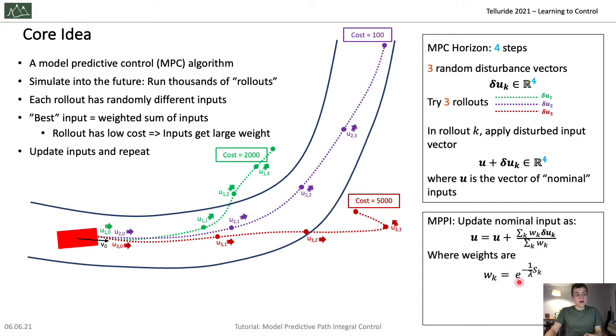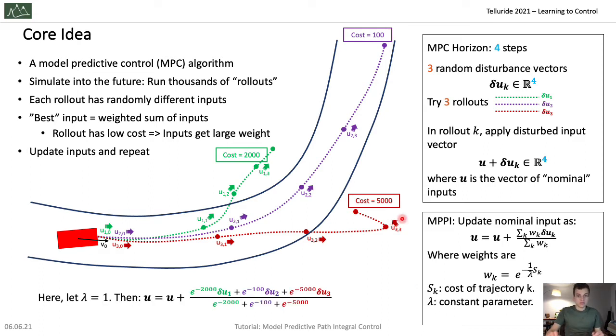Well, the weights are e to the minus 1 over lambda times S_k. S_k is the cost of trajectory k. So in this case, S_k is 2,000, then 100, then 5,000. And lambda is some constant parameter that we can choose. Okay, let's look at this example. What would we get? Well, we would update using lambda equal to 1 just for simplification.